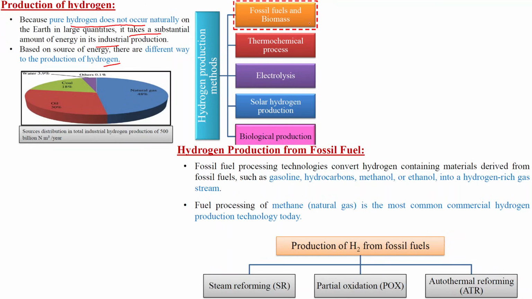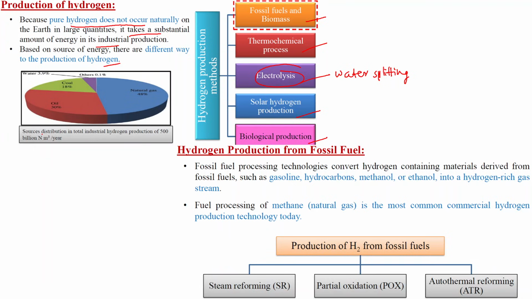So basically, we can extract hydrogen from fossil fuels and biomass. Then thermochemical processes are also there. Then one of the most famous and trending methods of producing hydrogen is electrolysis, basically water splitting. Why is this trending? That also we will discuss. Then solar hydrogen production using solar energy, then biological production. So we will be discussing all this in detail today.